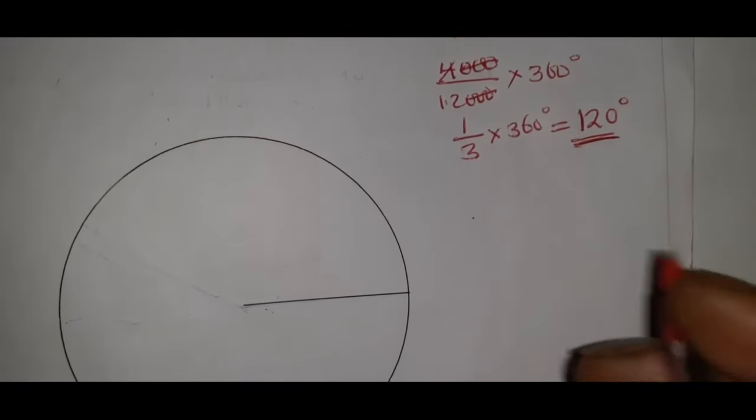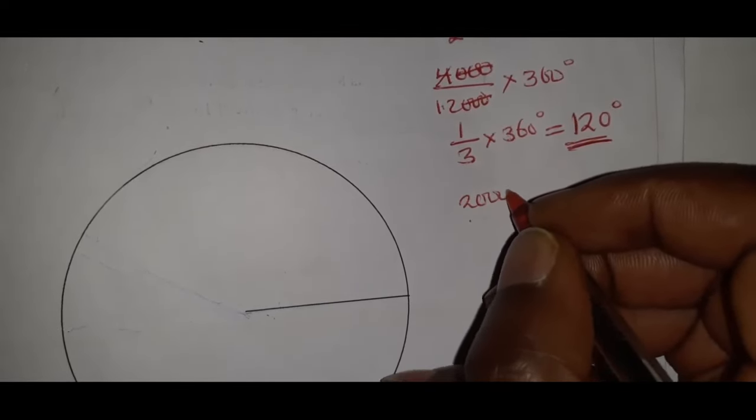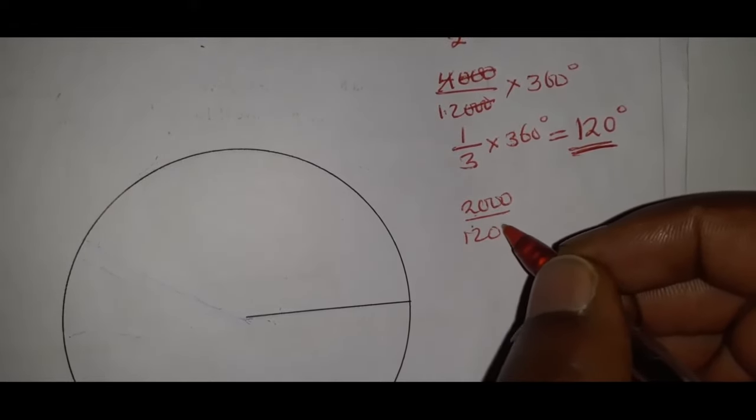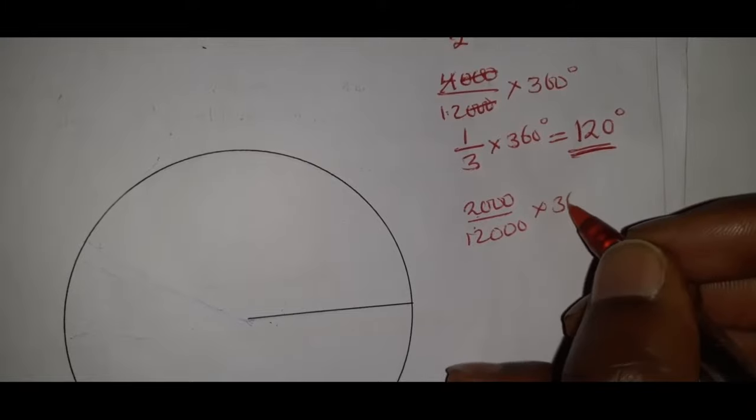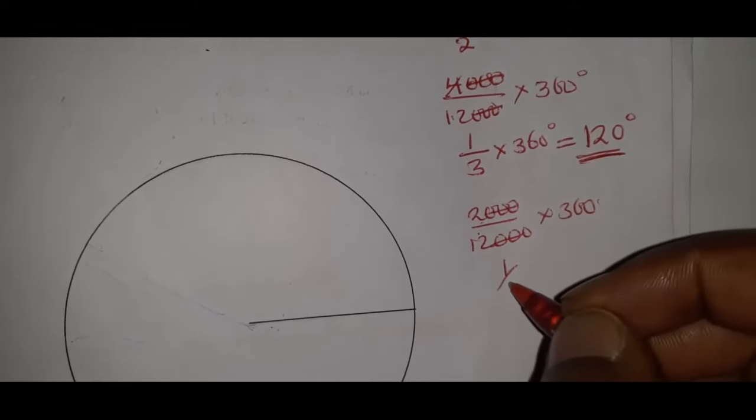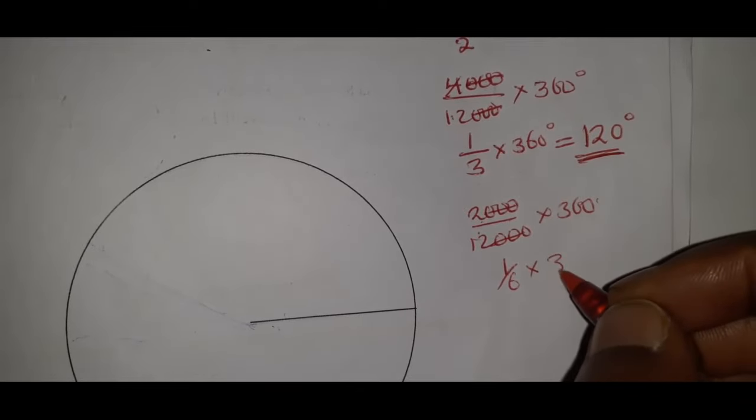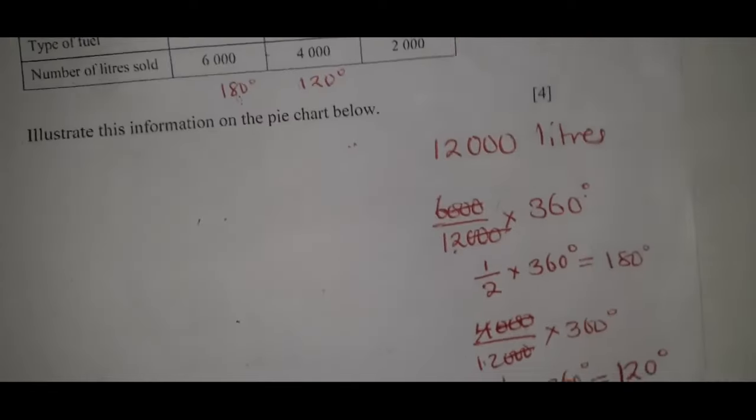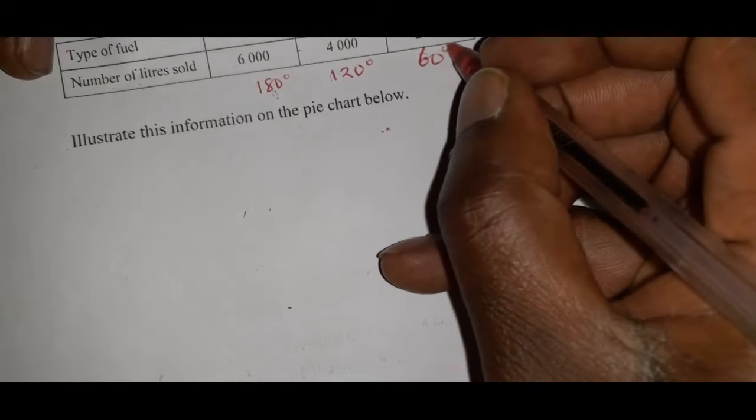Okay, so you can continue. The last one, which is 2,000 over 12,000 multiplied by 360. You cancel the zeros. This will be 1 over 6 multiplied by 360, so 6 here, so this will be 60. So this will be 60 degrees.